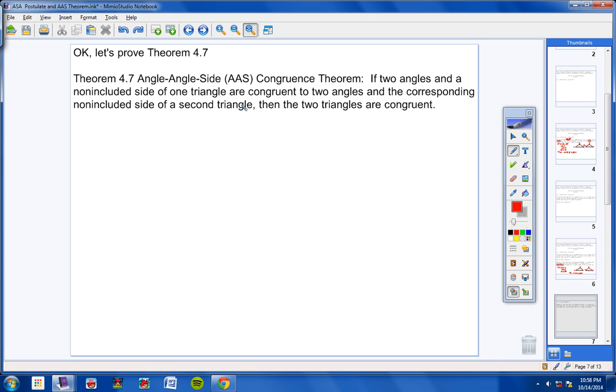But here we go. If two angles and a non-included side of one triangle are congruent to two angles and the corresponding non-included side, then the two triangles are congruent. So let's go ahead and quickly draw two triangles. Here's one triangle. Here's the other triangle. Let's call these triangles ABC and DEF, okay? And very quickly, let's state that we have this angle congruent to this angle, this angle congruent to this angle, and this side congruent to this side, okay?